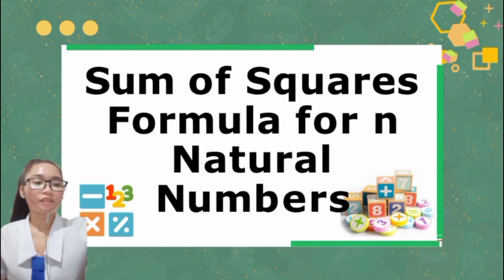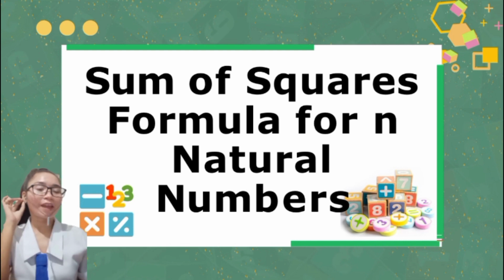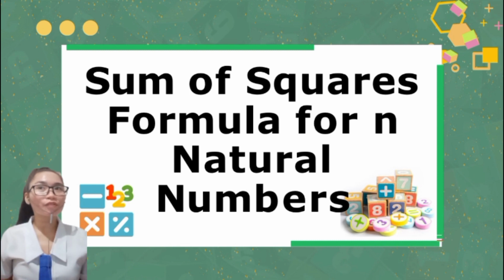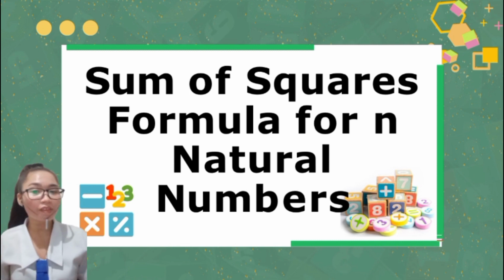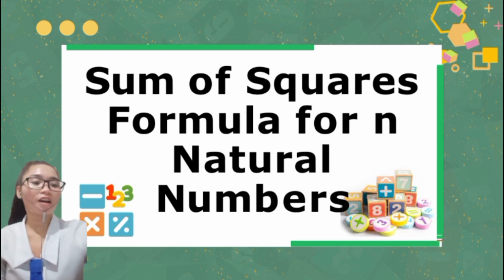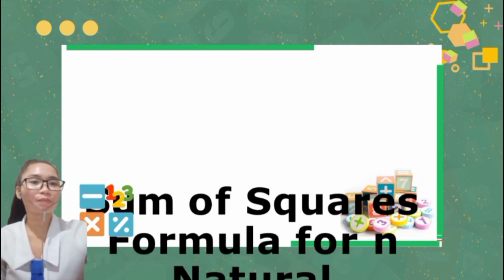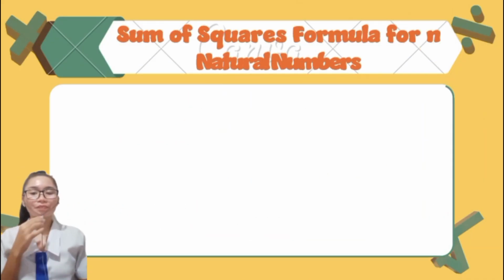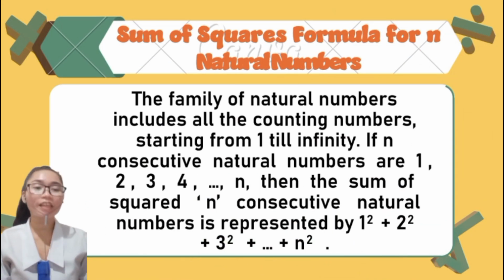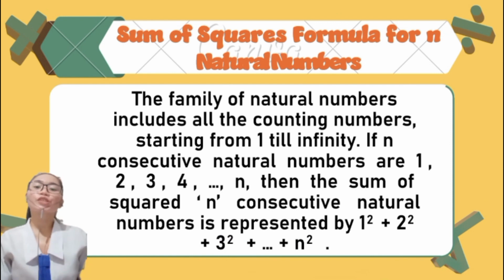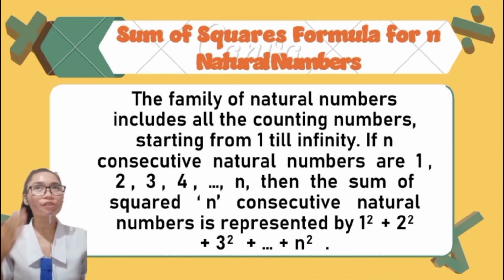Okay, so now let us proceed to tackling the sum of squares formula for n natural numbers. In this case, we will be dealing with the formula for getting the sum of squares when it has something to do with the natural numbers. So let us get to know what a natural number is. The family of natural numbers includes all the counting numbers starting from 1 to infinity. So if you remember, natural numbers are those counting numbers starting from 1 up to infinity.